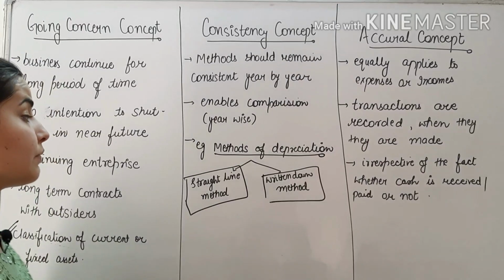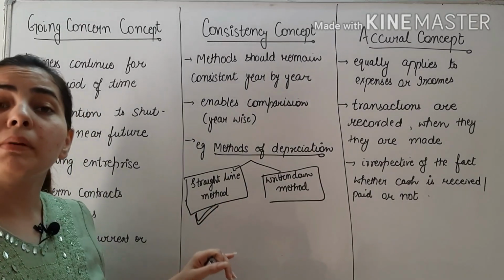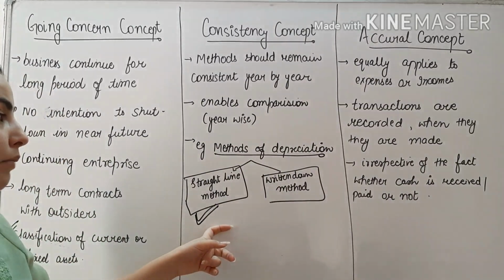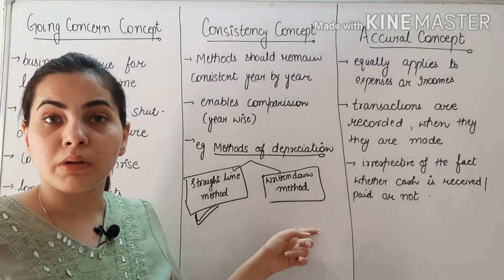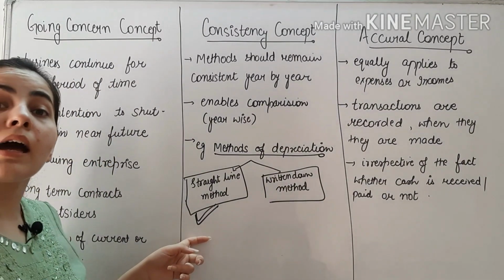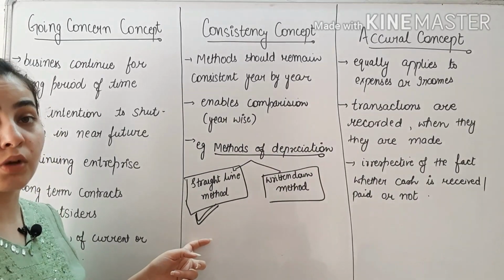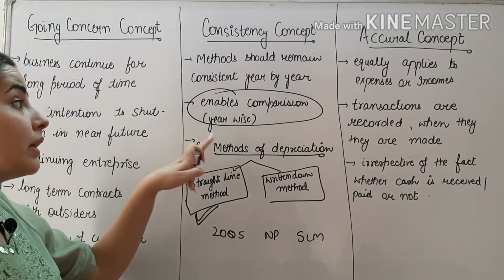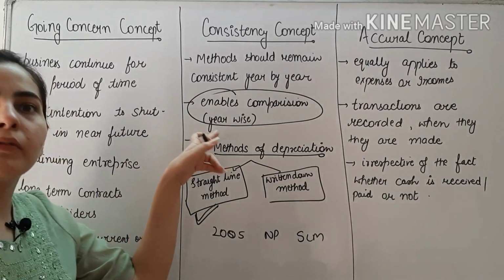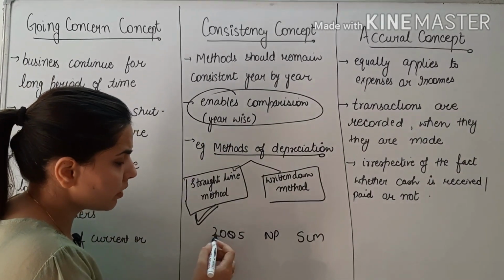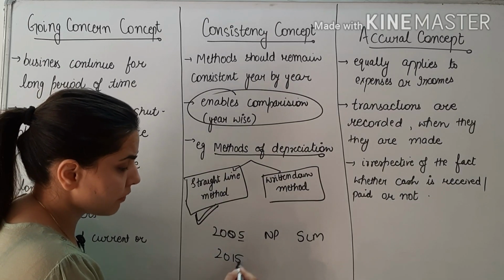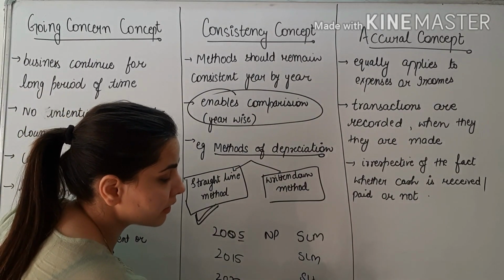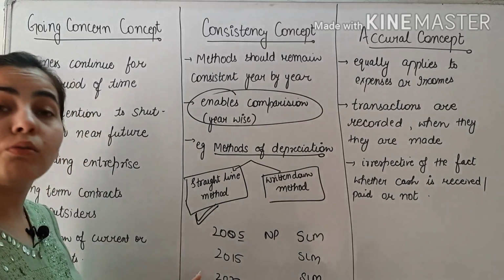So if the company has followed this method, it will not change this method. ये नहीं है कि इस साल straight line method कर दिया, next year written down method कर लिया. No, it will remain the same. If they have adopted straight line method, they have to record the transaction using this method. They cannot change the method later on. The purpose of this method is to enable comparison of profits year wise. Like we can easily compare the profit of 2005 with 2015 and with 2020 if we have followed the same method throughout this period.